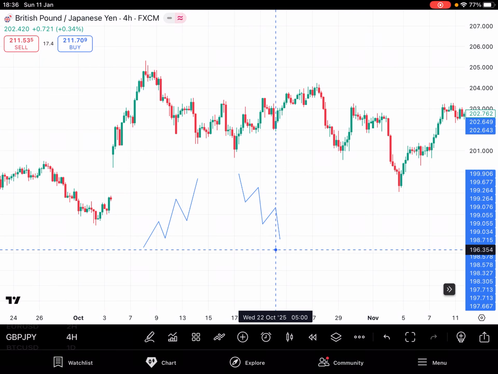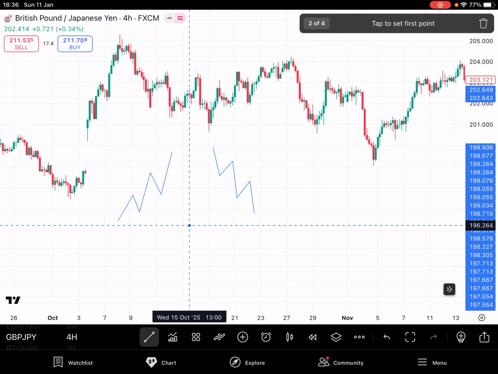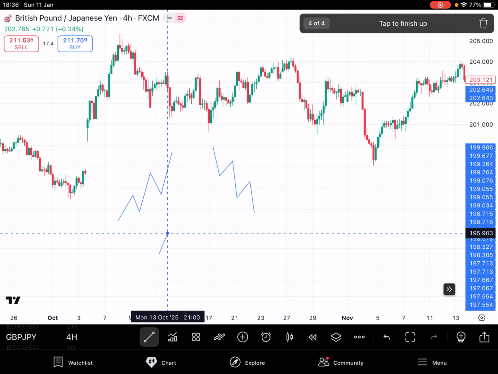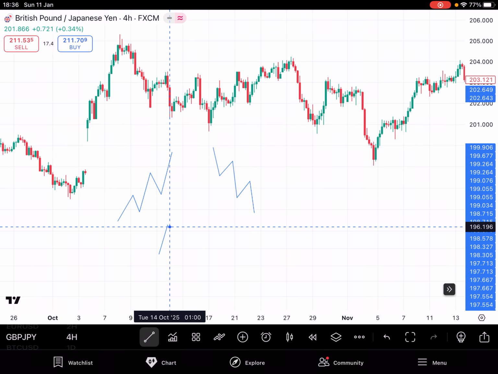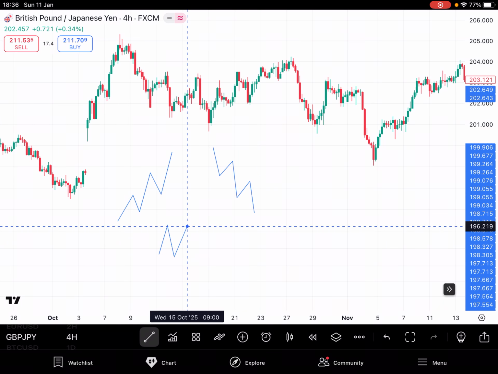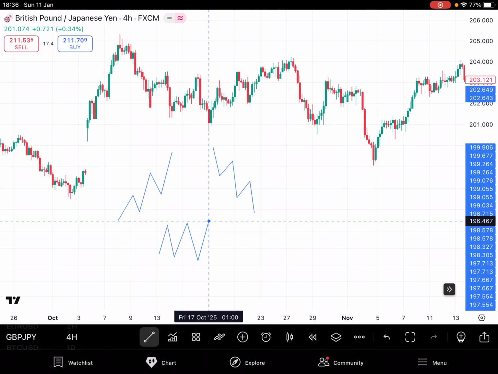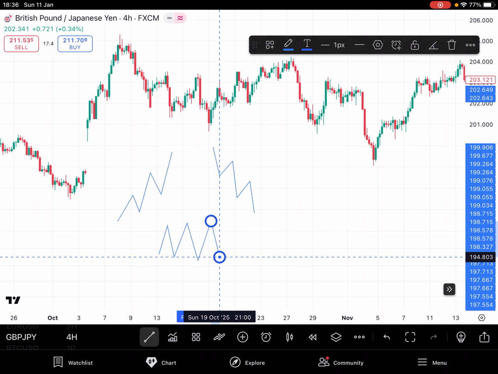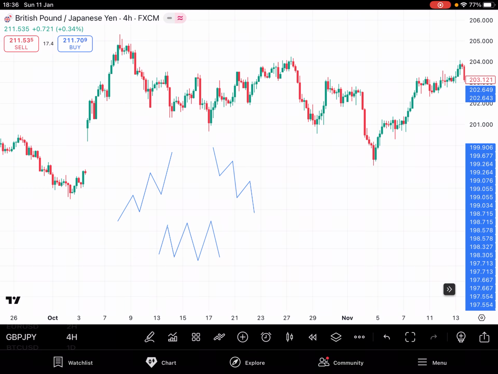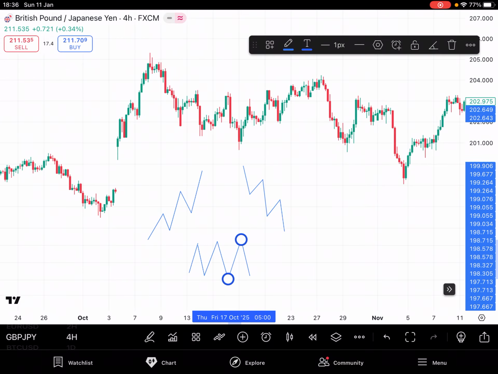It creates lower lows and lower highs, lower lows and lower highs. Then for manipulation, it's just going to be hitting the support and the resistance back, support, resistance, support, just like that, for a consolidating market. We basically know that the market moves in three directions, which are the uptrend, the downtrend, and the consolidation market.